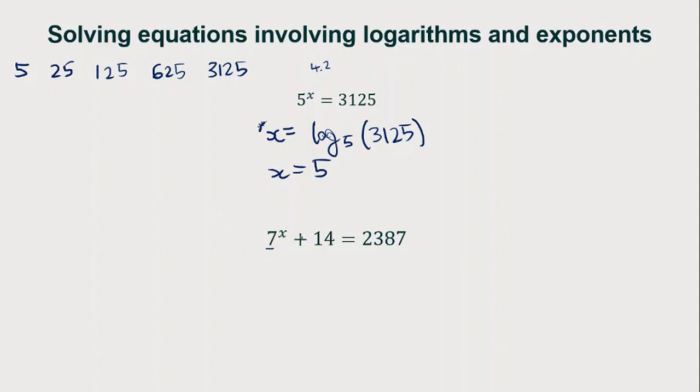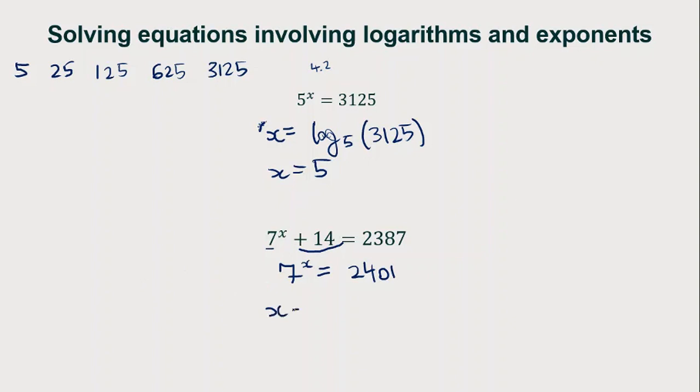Next, 7 to the power of x plus 14 is 2387. Nothing much different. Remember, from our first topic, we want to get rid of plus 14 because it doesn't involve the variable I'm looking for. So transport it to the other side. You will find that 7 to the power of x is equal to 2401, and very much the same approach applies.